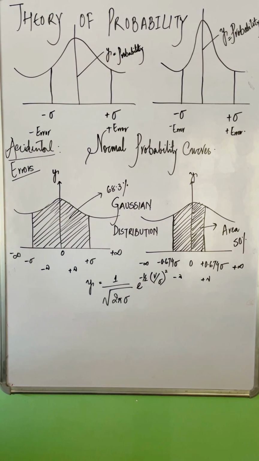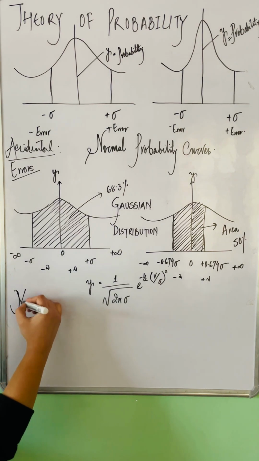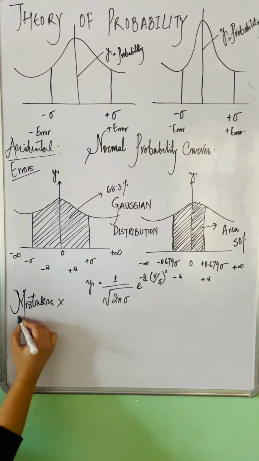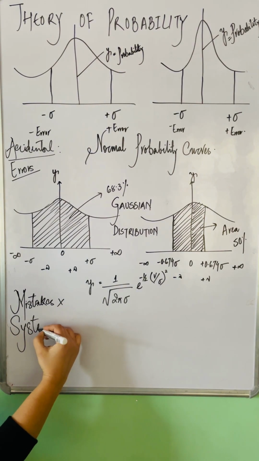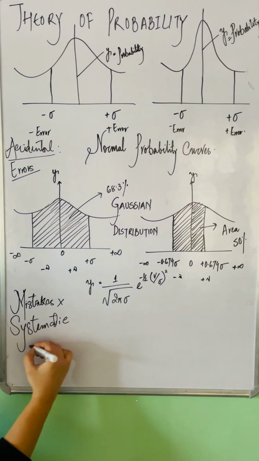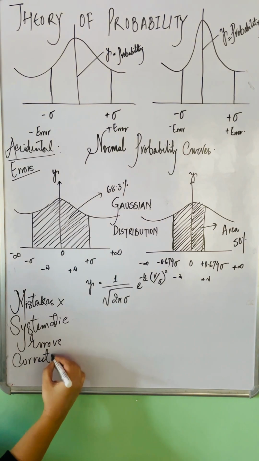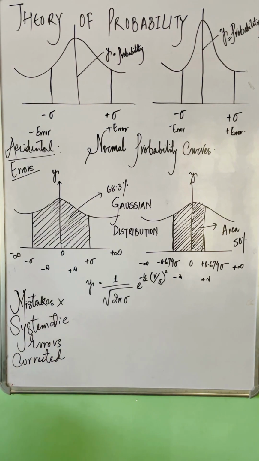But before applying the theory of probability, we have to make sure that all the mistakes are eliminated and all the systematic errors have been corrected. All right, students? So before applying the theory of probability, we have to make sure that all the mistakes or gross errors or blunders have been eliminated and all the systematic errors have been corrected.